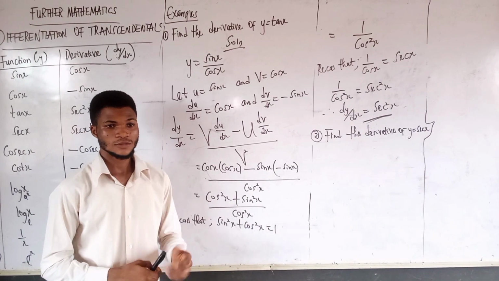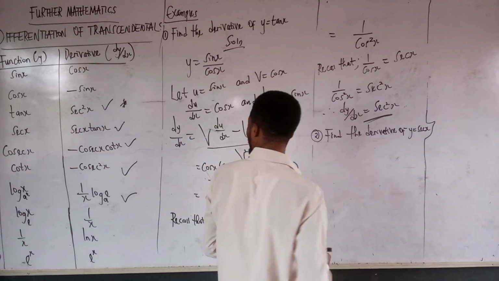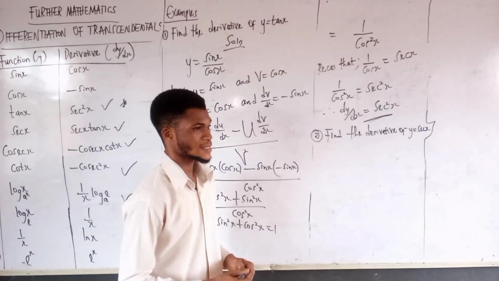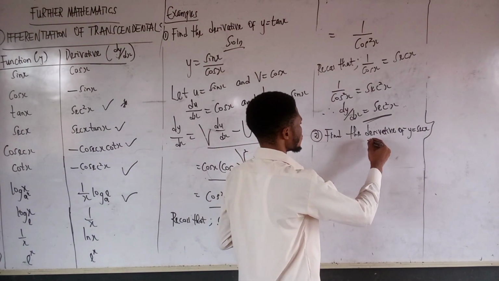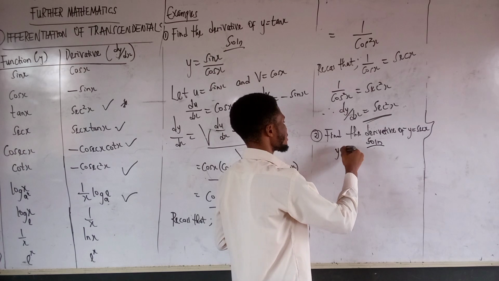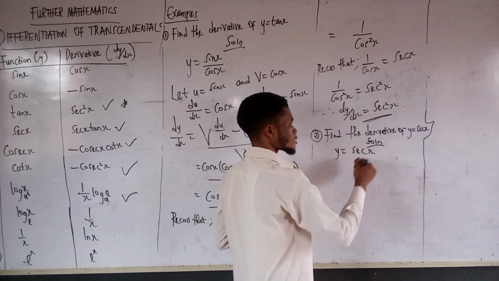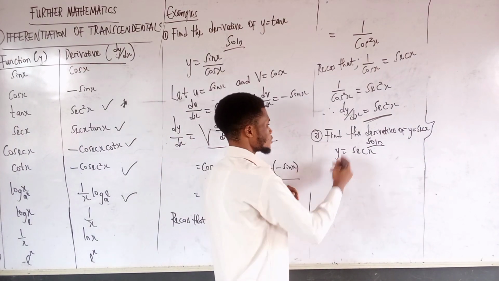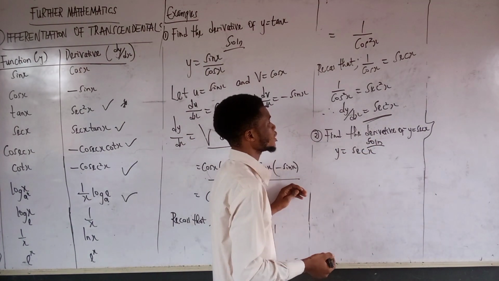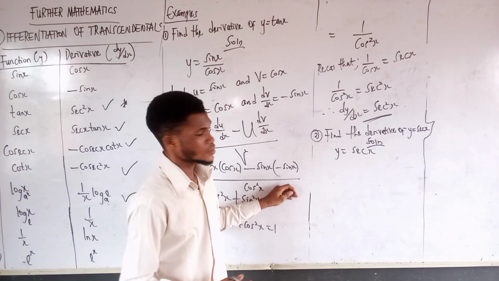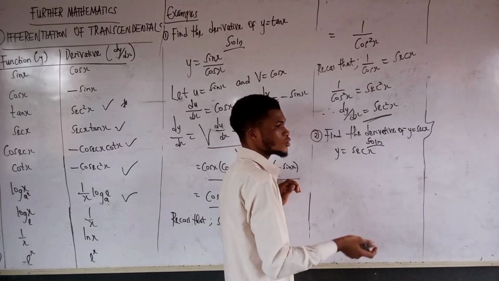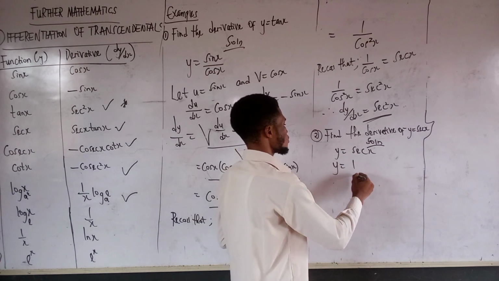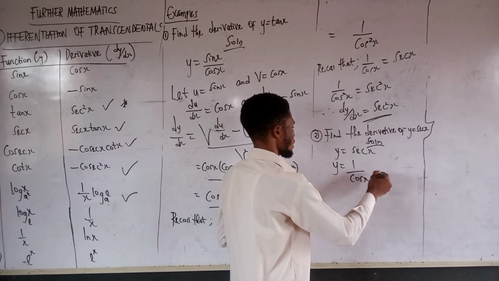Okay, now let's continue from where we stopped. Let's look at the second one on the board. Find the derivative of y is equal to sec x. The first thing you need to recall is, what is the meaning of sec? Sec is the reciprocal of cos x. So sec x simply means 1 over cos x. So definitely this is replaced as y is equal to 1 over cos x.